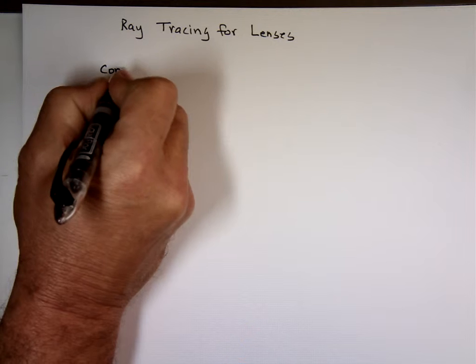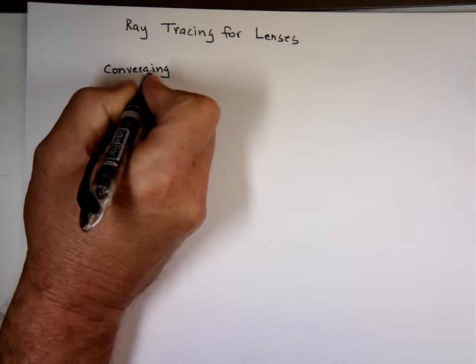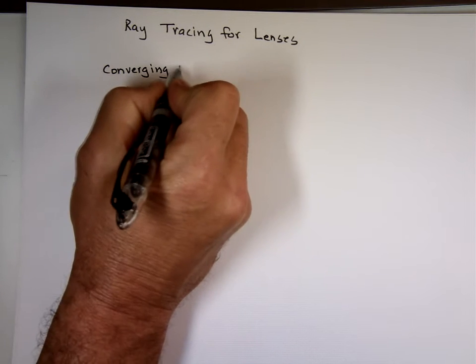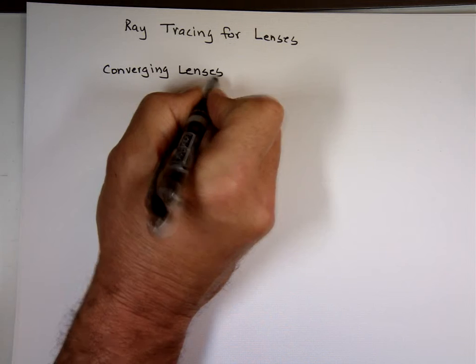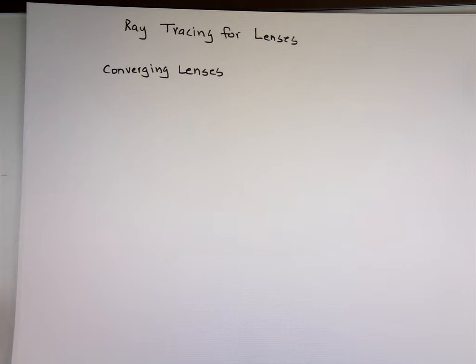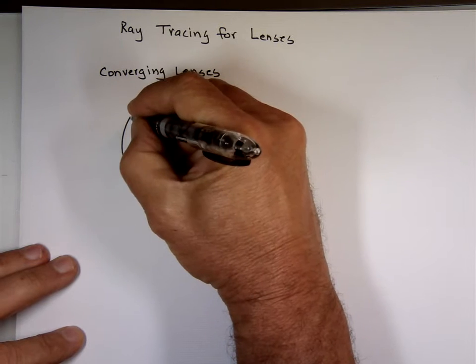About two types of lenses. We have converging lenses. So if you're wearing glasses right now, you're wearing one of these lenses. The lens is actually converging lenses. We have a few shapes of them. The most common one looks like this.